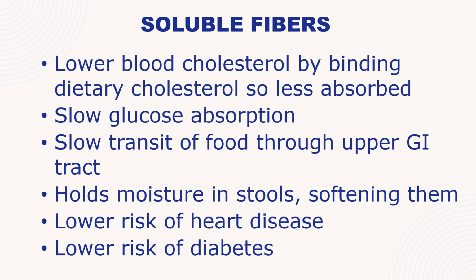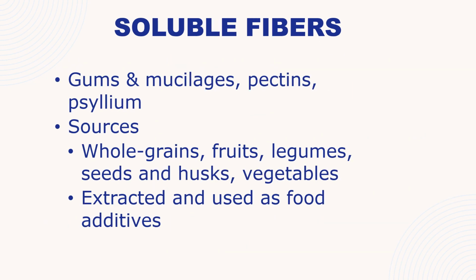Soluble fibers lower blood cholesterol by binding dietary cholesterol so less is absorbed, slow glucose absorption, slow transit of food through the upper GI tract, and hold moisture in stools, softening them. They lower the risk of heart disease and diabetes. Soluble fibers are gums, mucilages, pectins and psyllium. Sources are whole grains, fruits, legumes, seeds and husks, and vegetables, extracted and used as food additives.